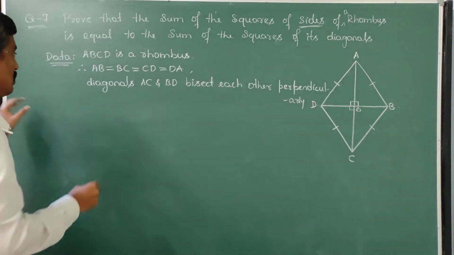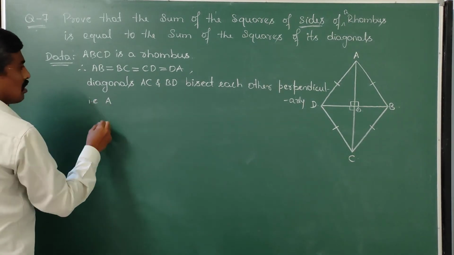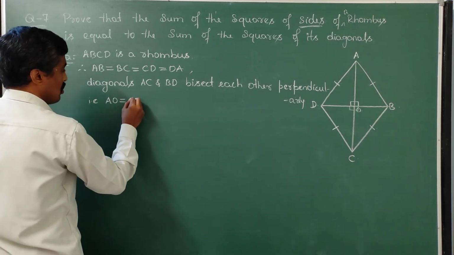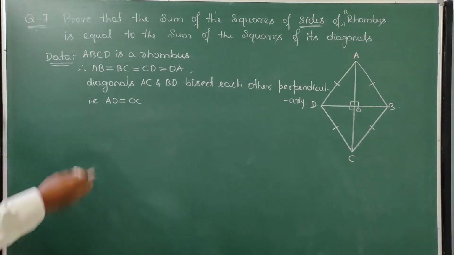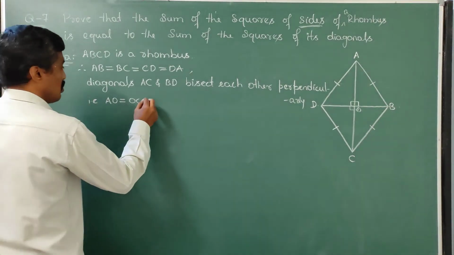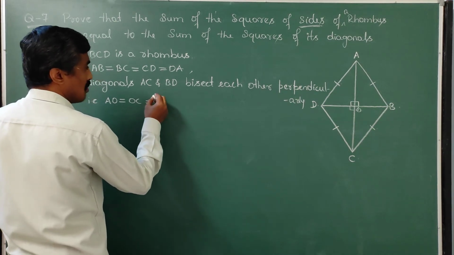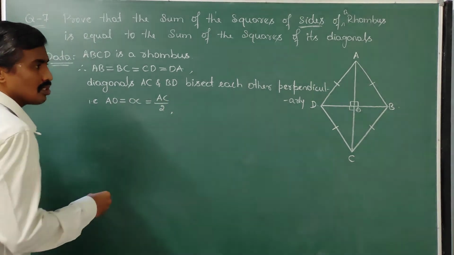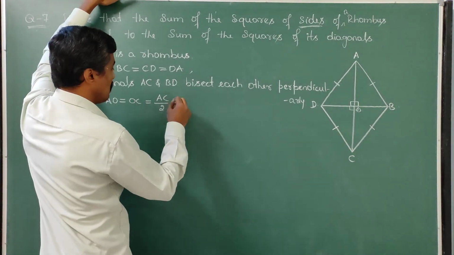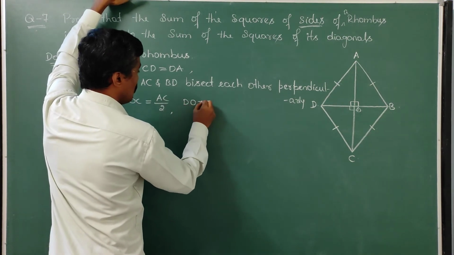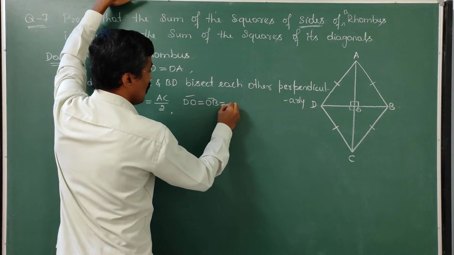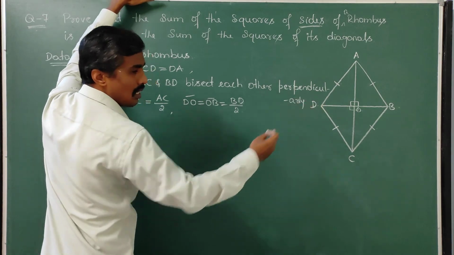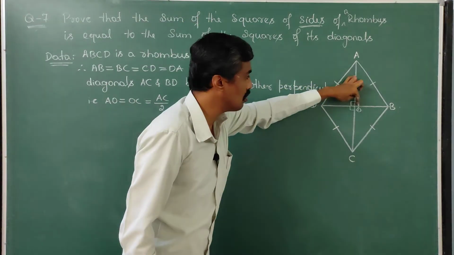So perpendicularly, the diagonals bisect each other. Therefore AO is equal to OC because BD bisects the diagonal AC. So AO is equal to OC, it is a bisect. Therefore its lengths AO and OC are equal to half of AC. Now AC bisects BD. Therefore I can write DO is equal to OB is equal to half of BD, and the angle at O is 90 degrees.